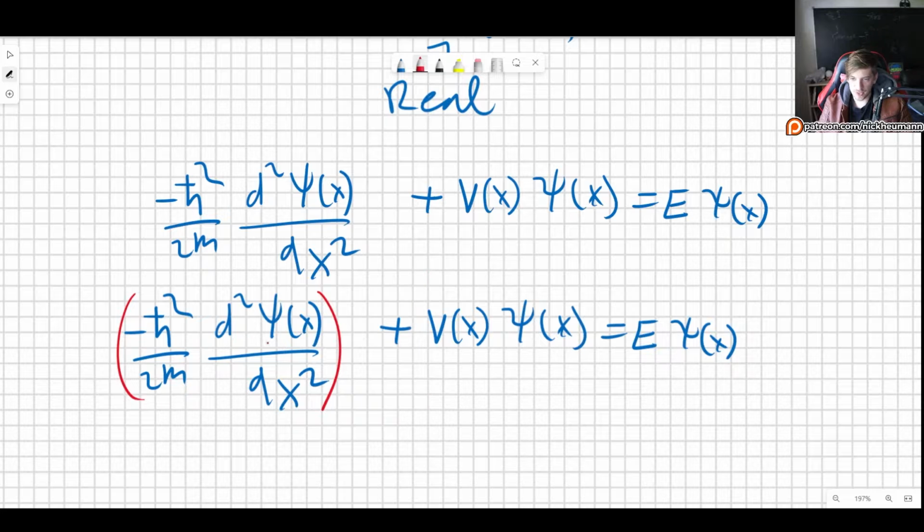So let's do it. The complex conjugate of the first part, well, the derivative doesn't change. All that changes is that now we have psi conjugate. Here we have the conjugate of the potential, and psi conjugate of x, and the conjugate of the energy, and psi conjugate of x. But we know that the energy is indeed real. We just showed that in part A, so no worries there. And the potential also has to be real.